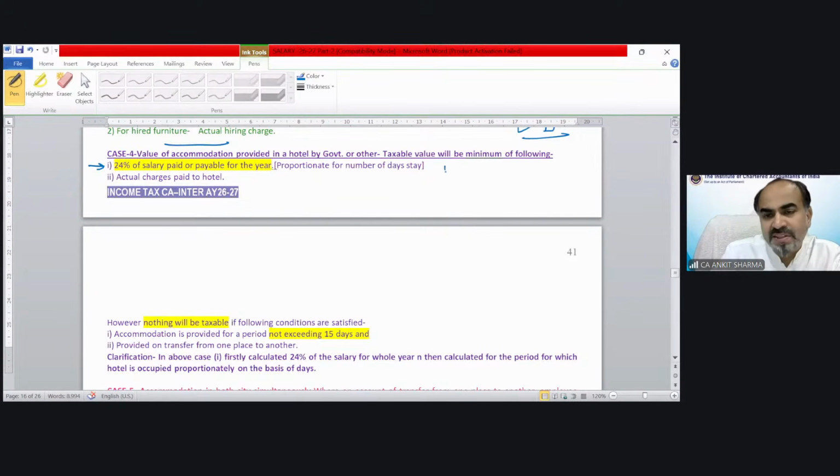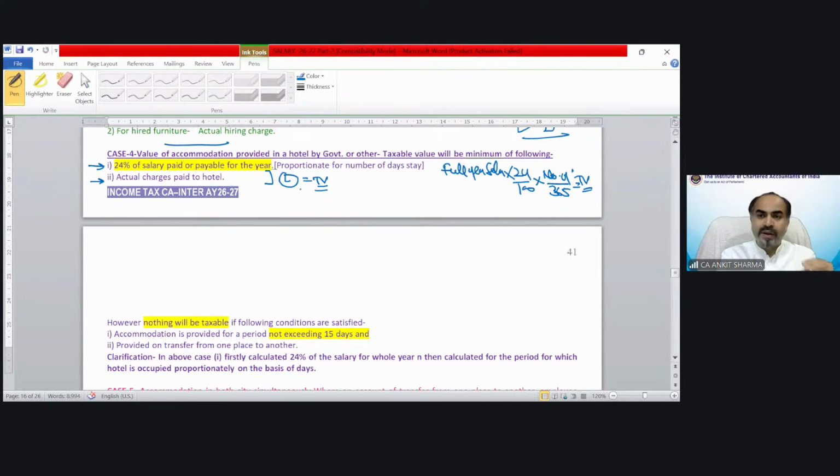So the full year salary as per monetary payment into 24% into number of days stay upon 365. So that's how you are going to find out the taxable value in case of accommodation provided in a hotel by government or other cases. And you need to compare this value to actual charges paid to the hotel. Your employer must have paid actual rental charges to the hotel, and whichever is lower is going to be your taxable value. So 20 days actual charges paid to hotel and 20 days value as per point number 1, 24%. Lower would be your taxable value.